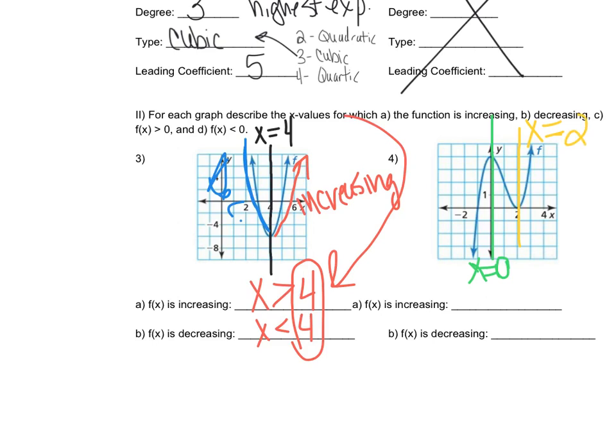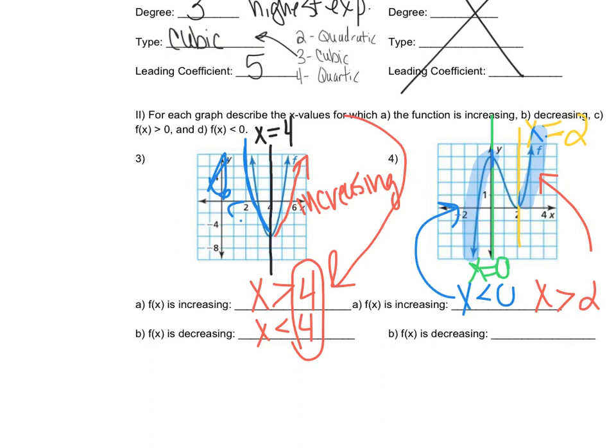So if we look at where it is increasing and decreasing, as we read the graph left to right here, it is increasing here to the left of x equals 0, and it is increasing also to the right of x equals 2, which means it is increasing when x is less than 0. That's that part that is to the left of 0. It is also increasing when x is greater than 2. That would be this part.